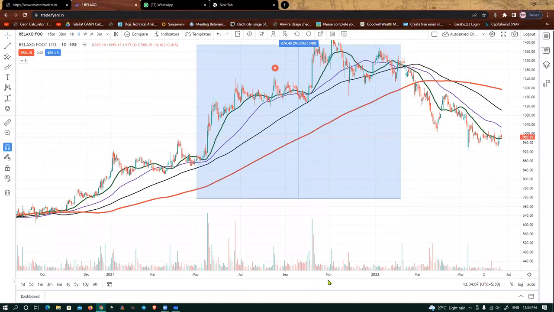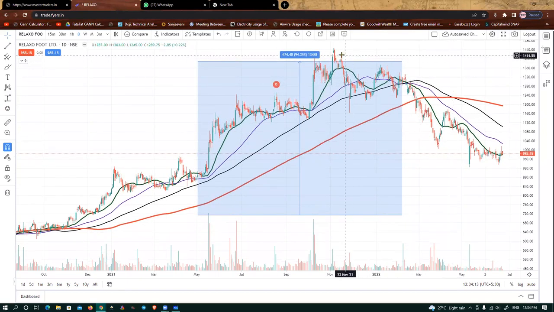Within May to November, 3 months, you got 36%, oh sorry, 44% return. Still, if you exit after this crossover, you will still be in a profit of 20%.